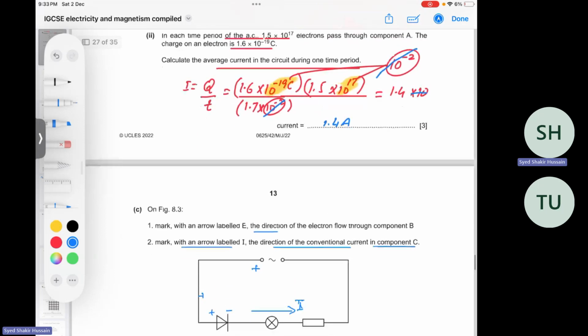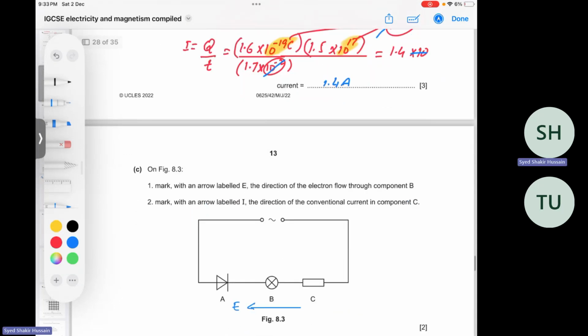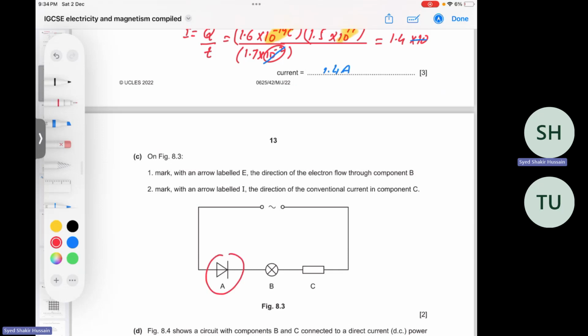Okay. On 8.3, mark with an arrow labeled E the direction of electron flow through component B. So electrons flowing through B. Mark with an arrow I the direction of conventional current. Now, where does the conventional current flow from and where does the electron flow happen? Electron flow is negative to positive, and conventional current is positive to negative, right? Is it? Yes. All right.